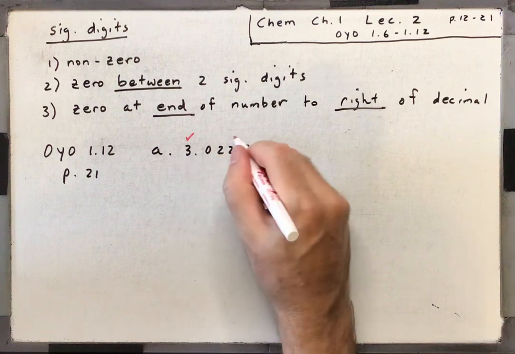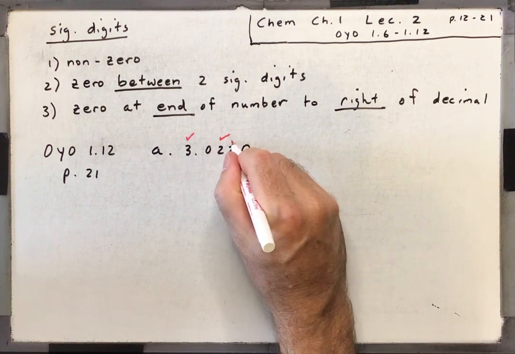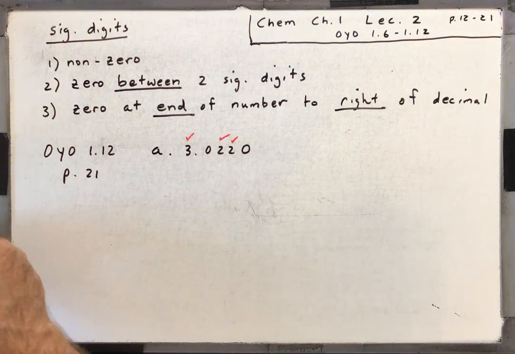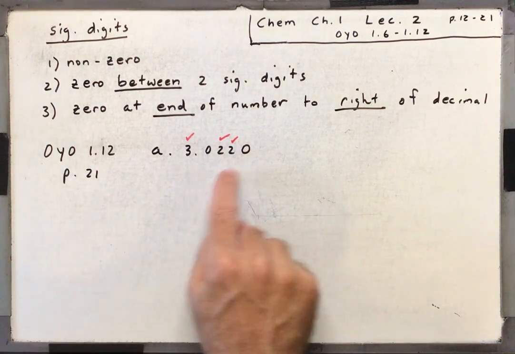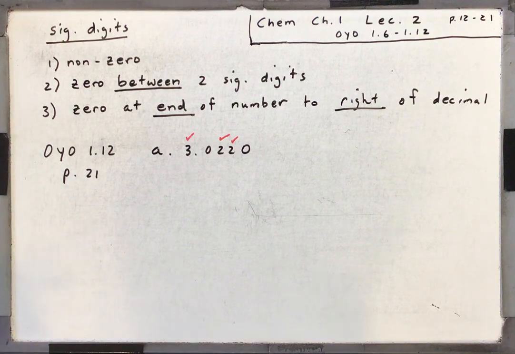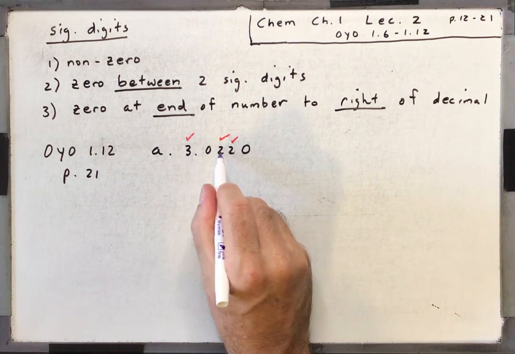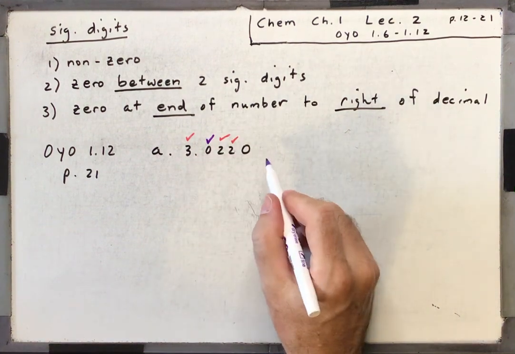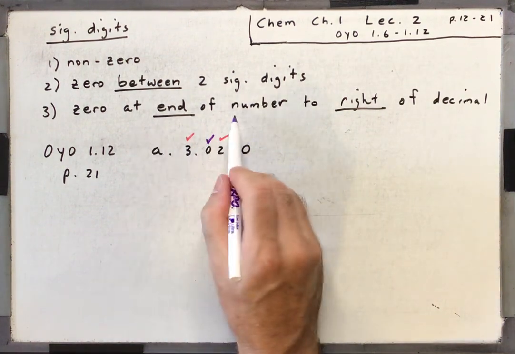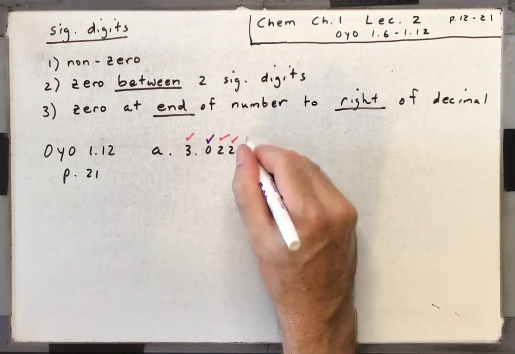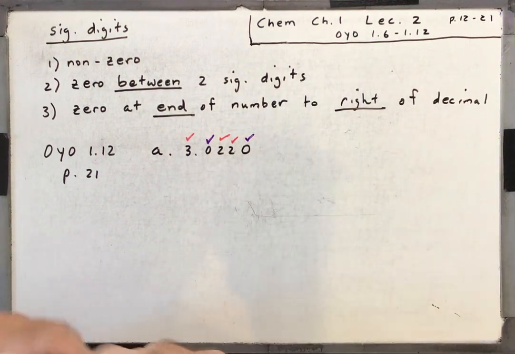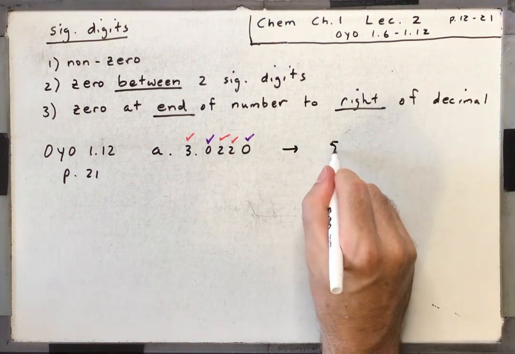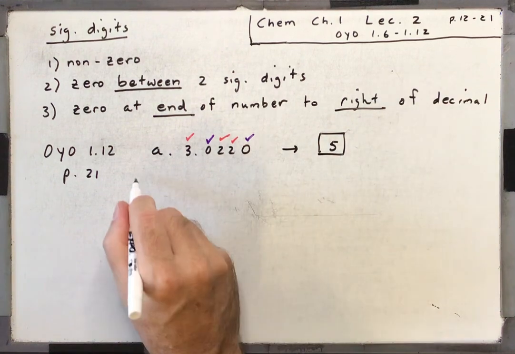Okay, so the 3's not a 0, the 2's not a 0, the 2's not a 0. That means those are significant. But what about the 2 zeros? Those are the hard ones. Well, this 0 is between two significant digits, so it does meet rule number 2, so that works. And this 0 is at the end of the number and to the right of the decimal. So for example A, all 5 of these digits are significant. So the answer would be 5.